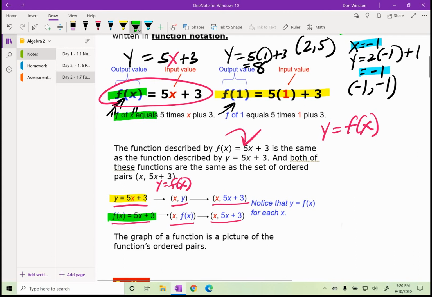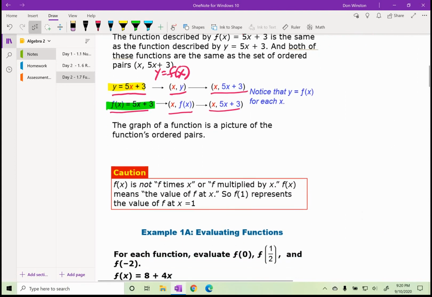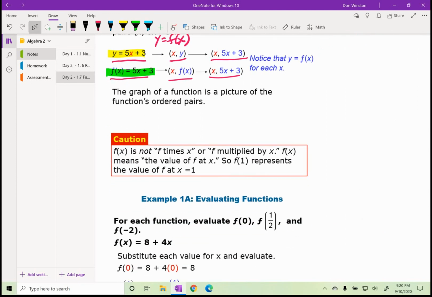So the graph of a function is a picture of the function's ordered pairs. So let's look at this. Oh, so I did mention this. F of x is not f times x, or f multiplied by x. F of x means the value of f at x. So f of 1 represents the value of f at x is equal to 1, or the value of y at x is equal to 1.